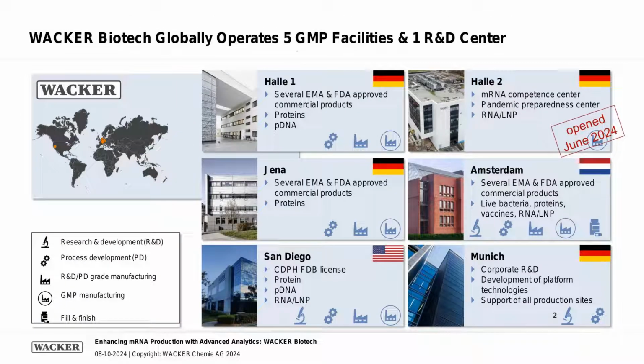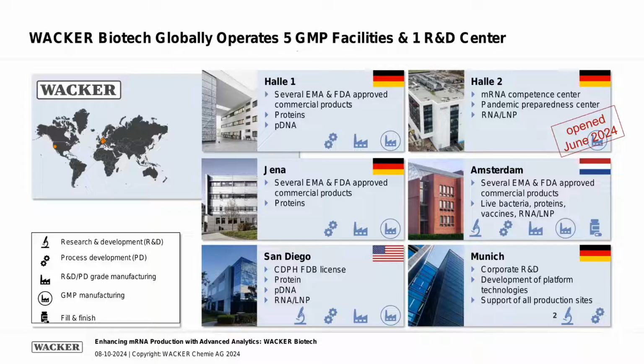WACKER Biotech globally operates 5 GMP facilities and 1 R&D center. 3 are based in Germany, 1 in the Netherlands, and 1 in the US. Plasmid DNA is produced in Halle and in San Diego. RNA and lipid nanoparticles are produced in San Diego and Amsterdam, and in our newest site, also placed at Halle, our new mRNA Competence Center, which opened just in June 2024. We are really proud to announce that we were awarded the contract by the German government to ensure the production of 80 million doses of RNA vaccines in this site in the event of another pandemic.